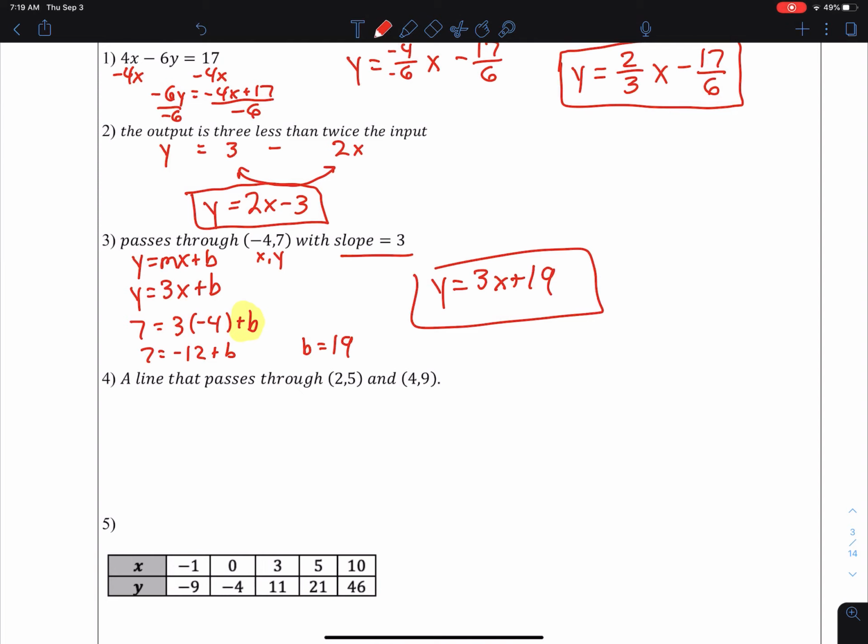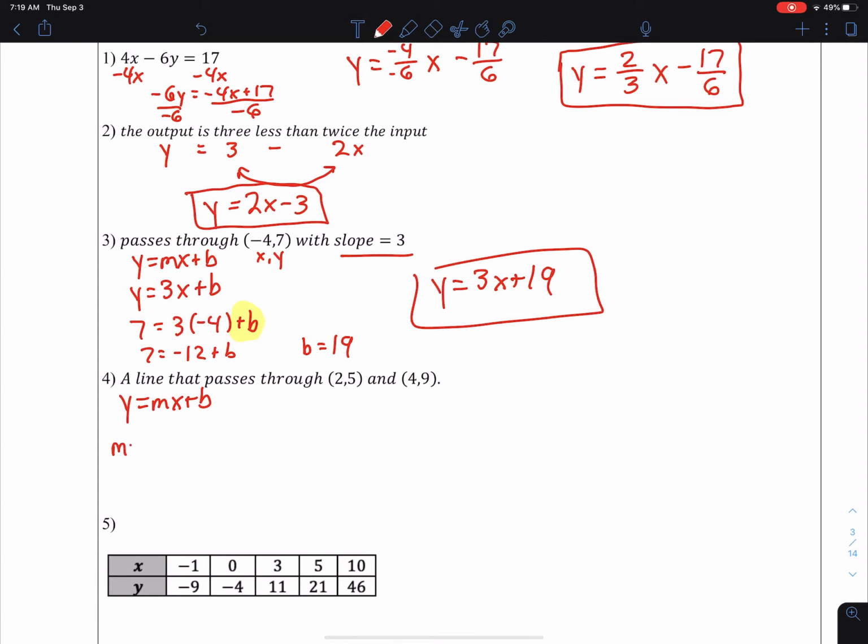Let's look at number 4. So number 4 says a line that passes through (2, 5) and (4, 9). Well, I know I've got to get this into y equals mx plus b form. I don't know the slope. It's not giving me the slope. It's not giving me the y-intercept. Okay. What could I do with 2 points? Well, to find the slope, you only need 2 points. So let's find the slope.